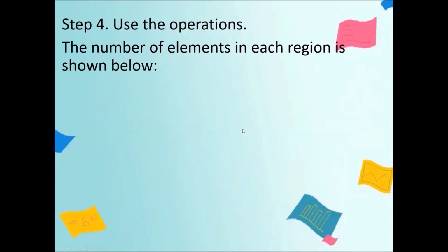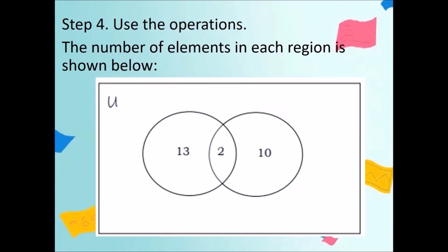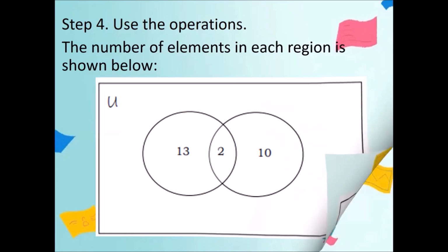So use the operations. The number of elements in each region is shown below. So 13 use Facebook only, 2 use both Facebook and Twitter, and 10 students use Twitter only. So this is how to use the operation using a Venn diagram.